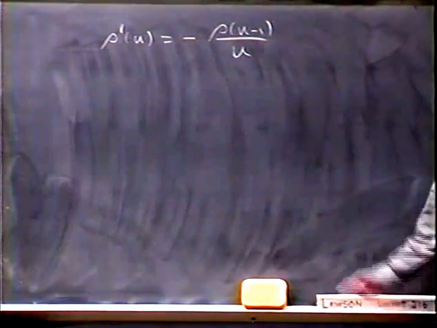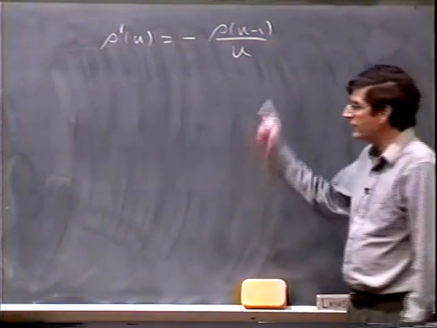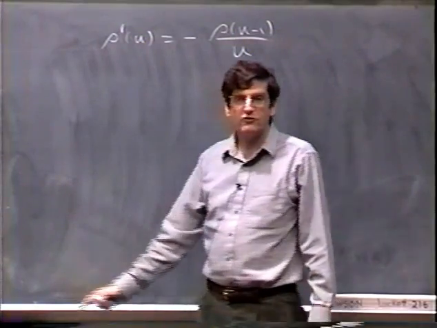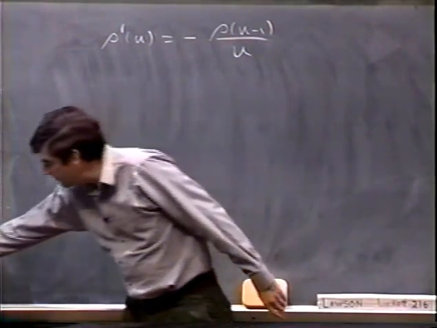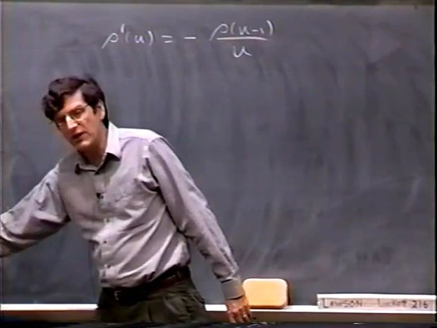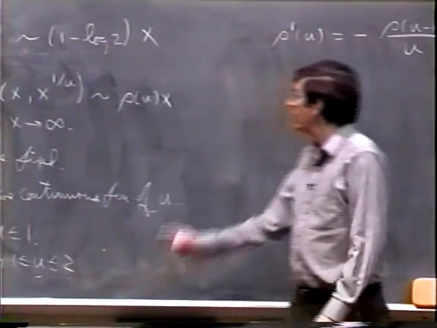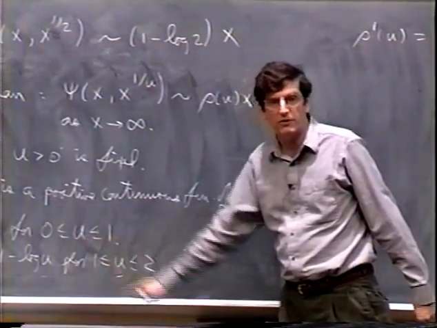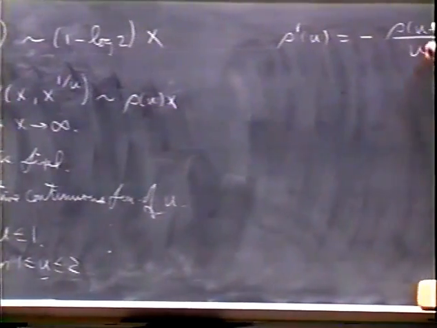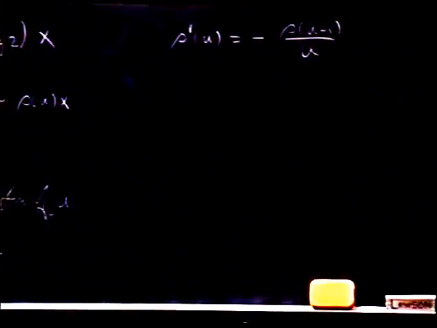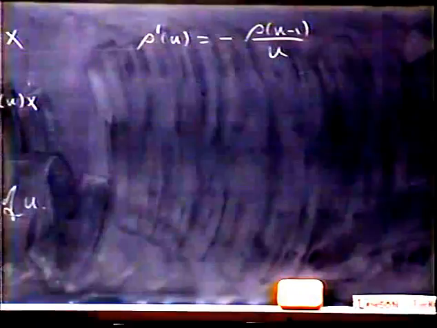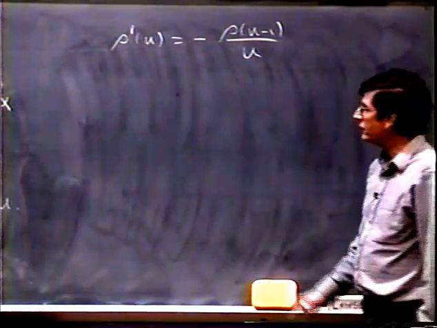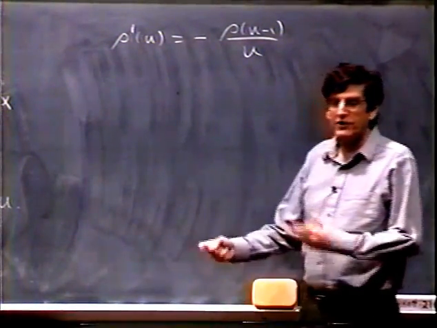Anyway, this is enough, by the way, to define the function rho. I don't even need this bottom line here about being 1 minus log u. That's a corollary of this differential equation and the fact that it's initialized to be 1 on this interval. I'm just integrating 1 over u to the next interval. So this is enough to define rho, and let's look at its graph.